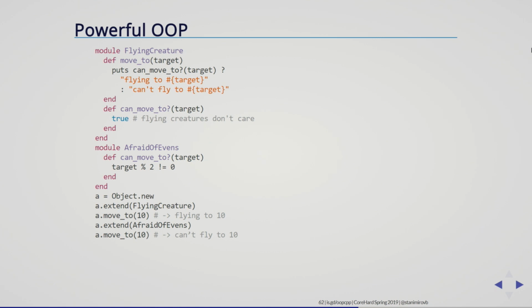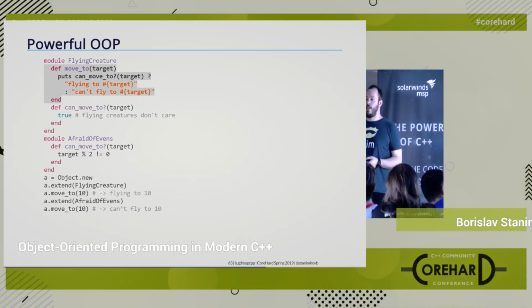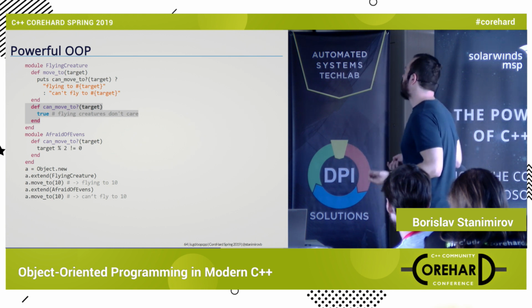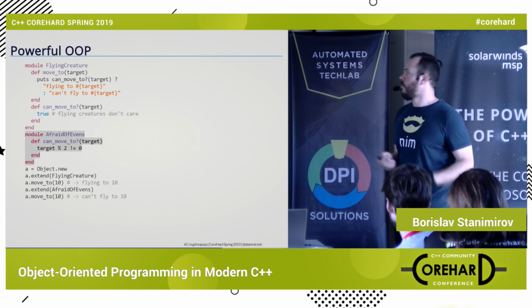And here's another example. And this is a game. Let's call it a game. So in this game we have flying creatures, and in this game we have creatures. And creatures in the game can move to certain parts of the game's world. And for simplicity, the game's world, in this case, is composed of the integers. Let's say the positive integers, or I don't know, any integers. So the flying creature has this method called move_to, and it flies to the given target, or it cannot fly to the given target based on the can_move_to method. And because it's flying creatures, and flying creatures don't care about obstacles and whatever, it always returns true on can_move_to.